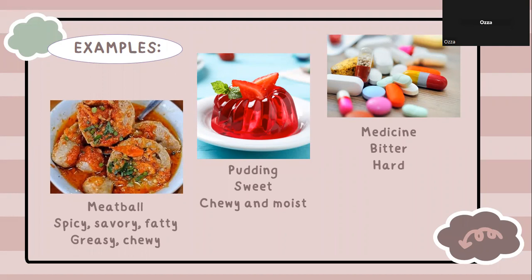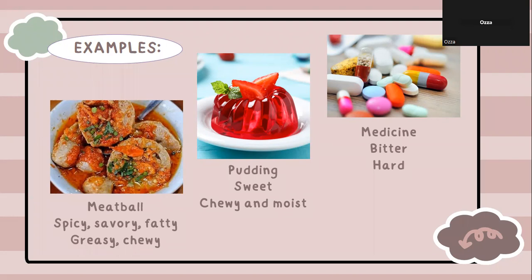It means that the taste of the meatball is spicy, and it's fatty because of the oil of the kuah like that. And then greasy and chewy, and the texture of meatball is greasy and chewy. Next is pudding. So I love pudding too, and pudding has a sweet taste and a chewy and moist texture.